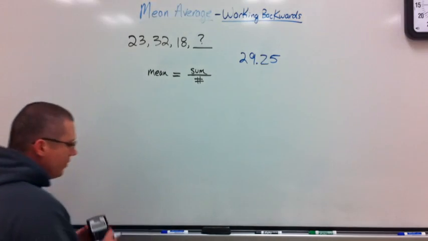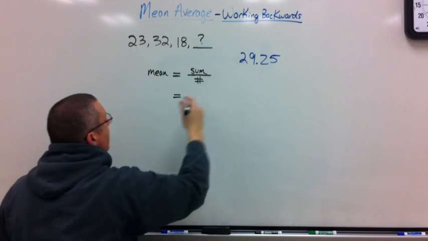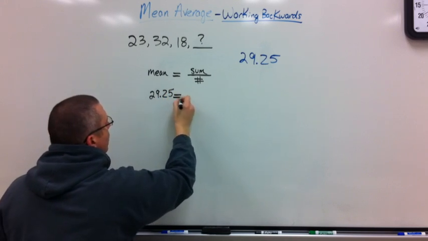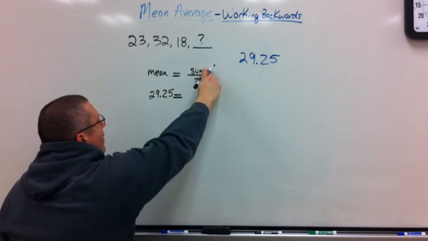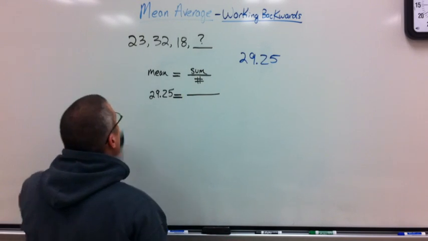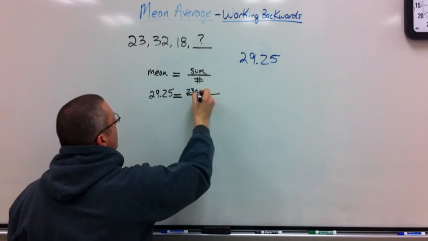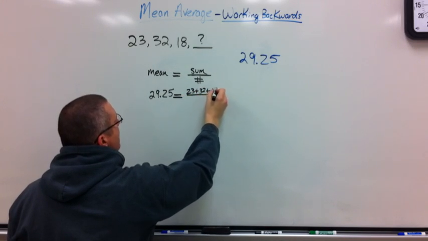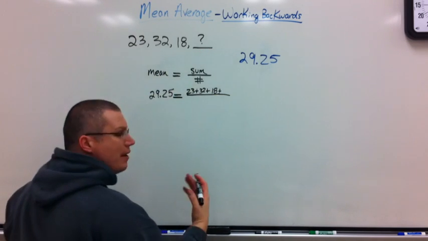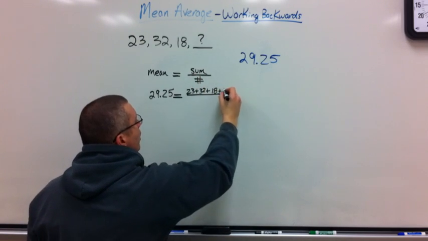So what I can start doing is filling some things in. I can take mean. In this case, my mean is 29.25. Now, I'm not quite ready for my sum yet. All right, but what I am going to do is write out how I would find the sum. I'm going to take my four numbers and I'm going to add them up. 23 plus 32 plus 18 plus a number I technically don't know. We're going to use a variable. Variables represent a number we know is there, but we don't know what the value is. I'm going to use m.